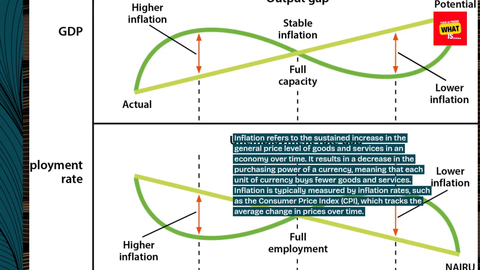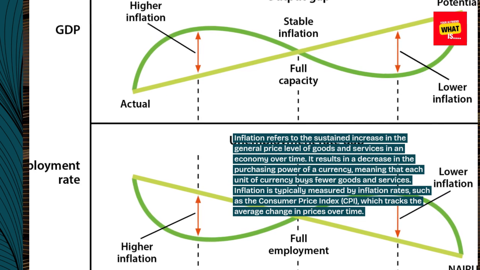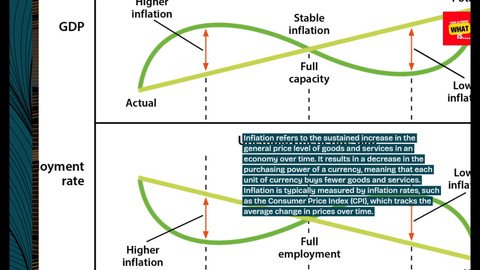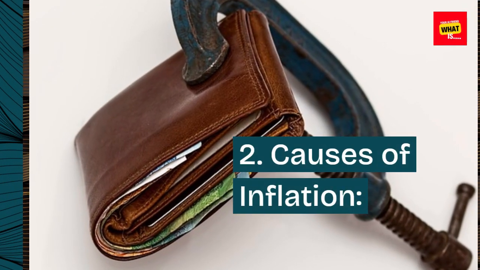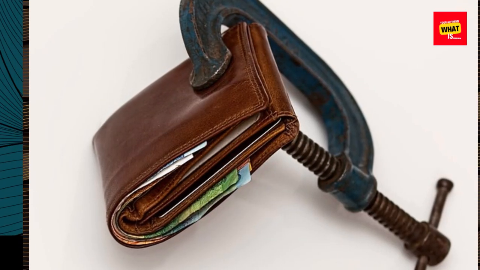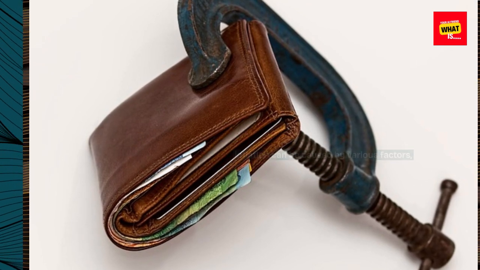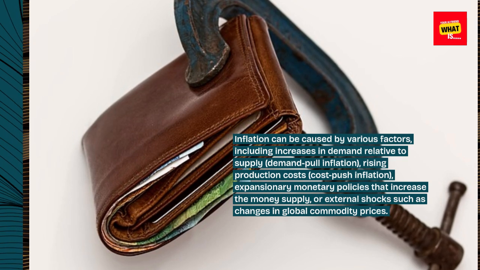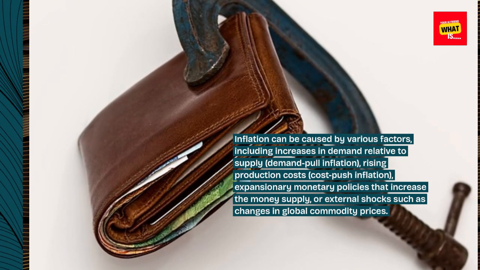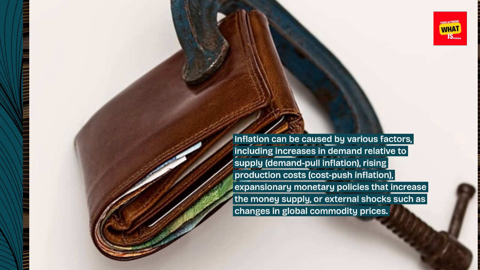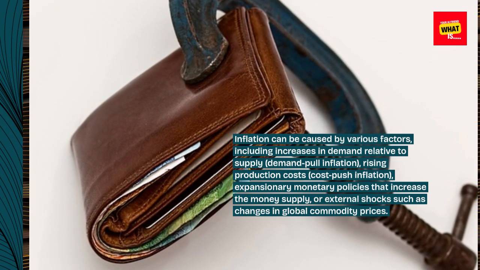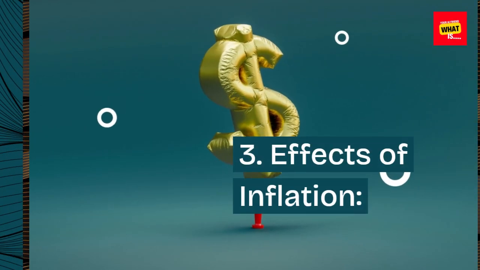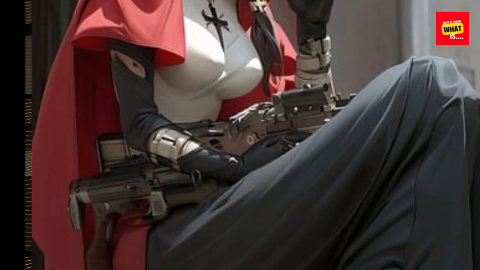Inflation is typically measured by inflation rates, such as the Consumer Price Index, CPI, which tracks the average change in prices over time. 2. Causes of inflation. Inflation can be caused by various factors, including increases in demand relative to supply, demand-pull inflation, rising production costs, cost-push inflation, expansionary monetary policies that increase the money supply, or external shocks such as changes in global commodity prices.